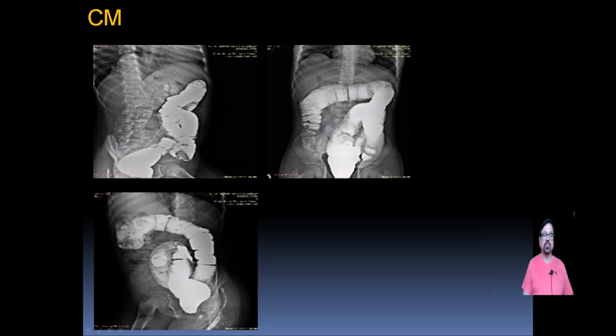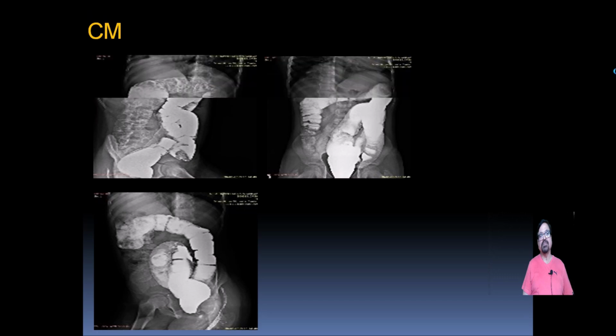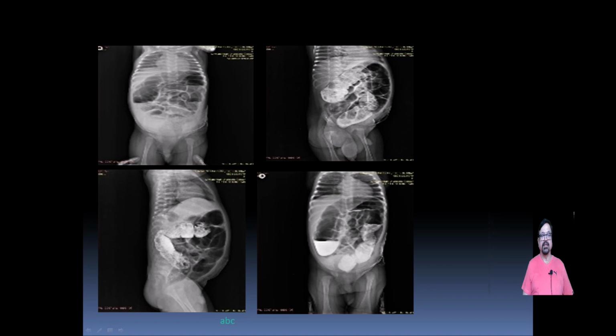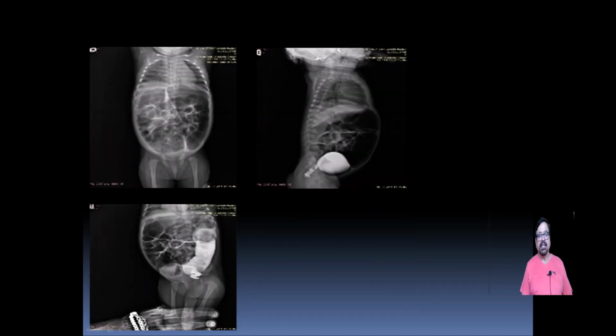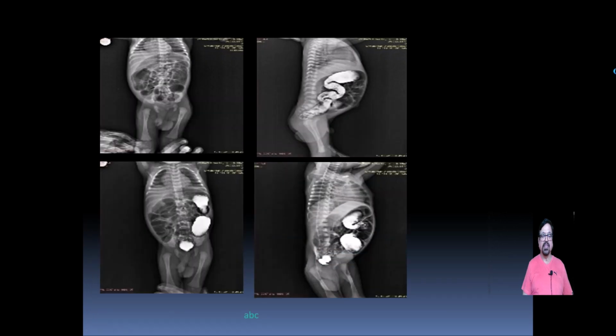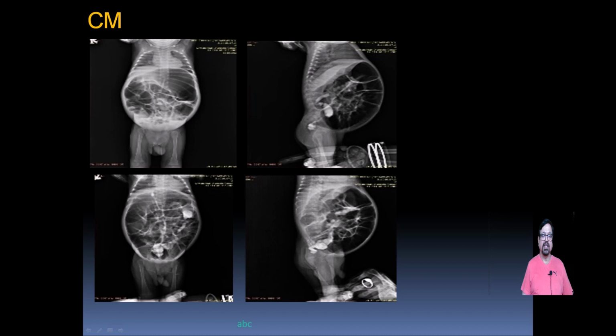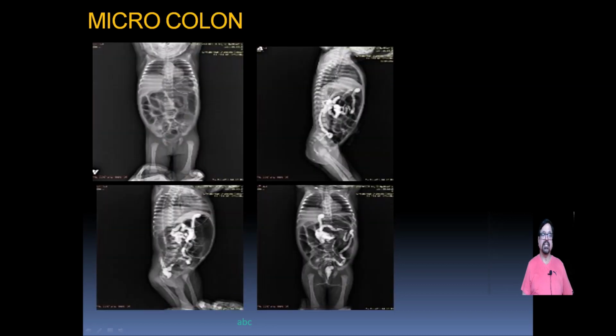We label this congenital megacolon, but again in certain cases you have to keep in mind the differentiation of chronic constipation. Multiple cases showing different varieties. The distension can be as massive as this if the obstruction is very severe and your child comes a little late. So much can be the distension.